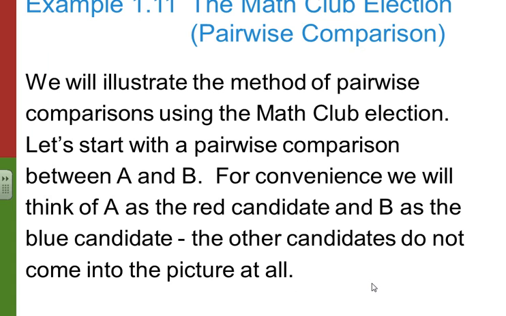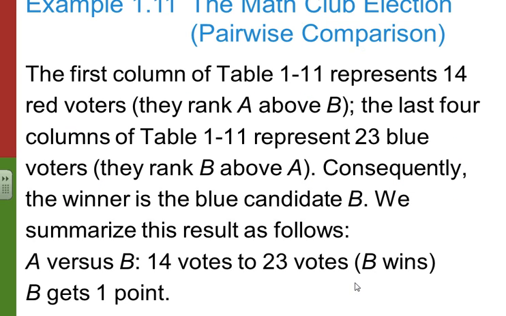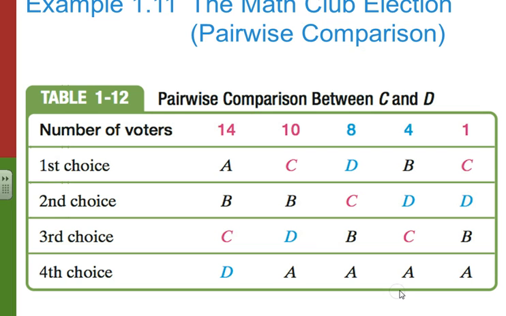Now we're going to do the math election with a pairwise comparison. We'll start with A versus B. That seems like a good idea. So we look at A versus B. A gets 14, B gets 10, B gets 8, B gets 4, B gets 1. We'd have to write that down someplace. So A gets 14 votes, B gets 23. Okay, and then we've got to do it again.